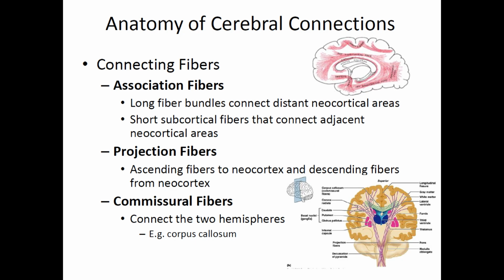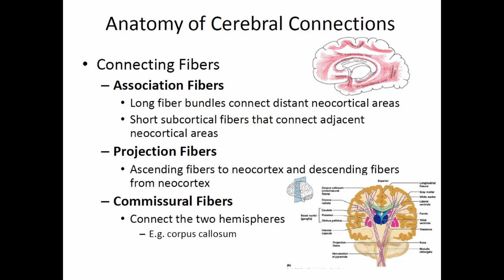Okay, before we dive into the disconnection syndromes, let's talk about different types of connecting fibers in the brain. We have three types: association fibers, projection fibers, and commissural fibers. Association fibers are fiber bundles that connect neocortex to neocortex. We have long ones and short ones. Here in this image, these are association fibers. For example, if this region is connected to that region, that's an association fiber.